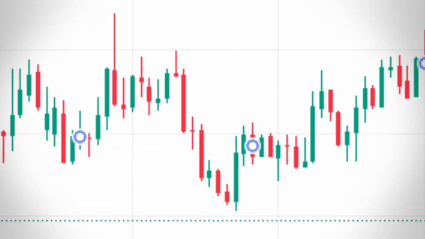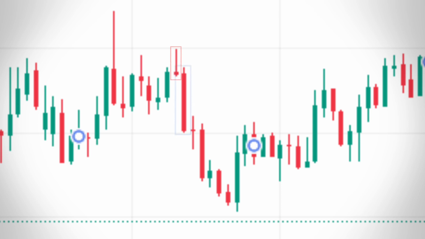Wait for the next candlestick to confirm reversal with a bearish close. Once you've confirmed a trend reversal, you want to enter a short trade below the shooting star's low and then place your stop loss above the high of the shooting star to protect against false signals.